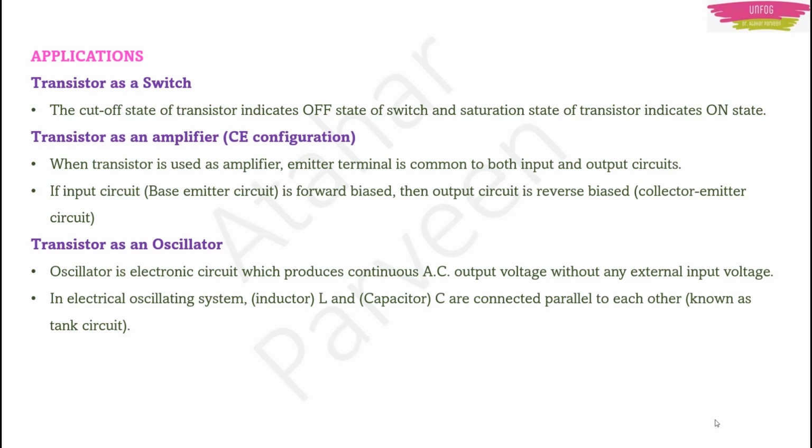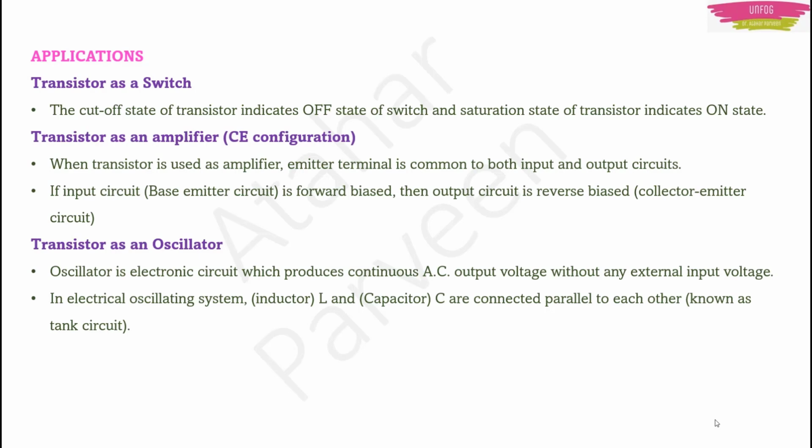Next is, I told you about the amplification, right? Transistor can be used as an amplifier in common emitter configuration. Here what happens? If the input circuit, which is the base emitter circuit, is forward bias, then the output circuit, that will be the collector emitter circuit, will always be reverse bias. We have talked about this in the circuits also, right?